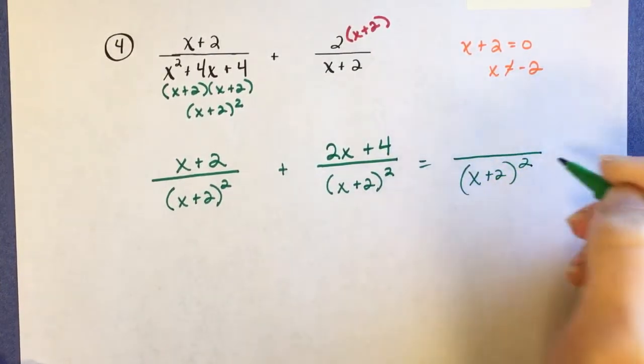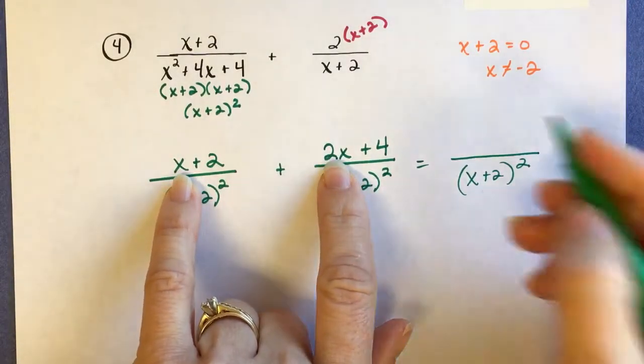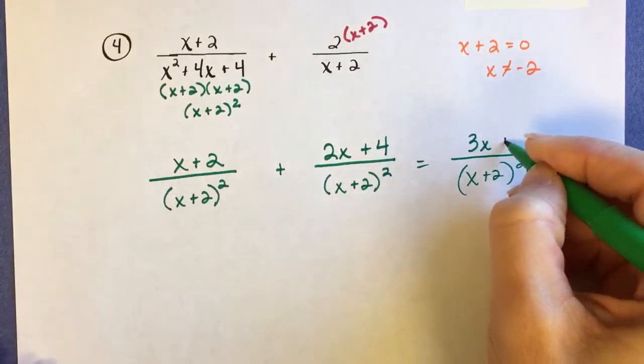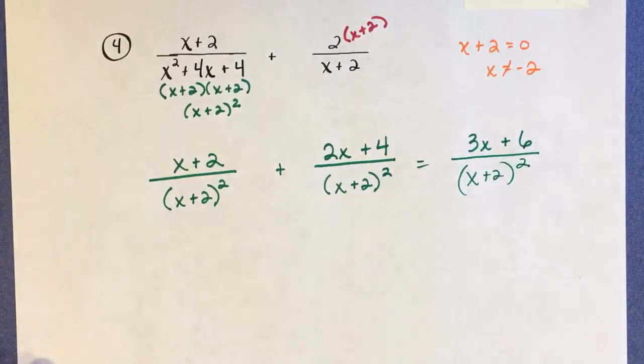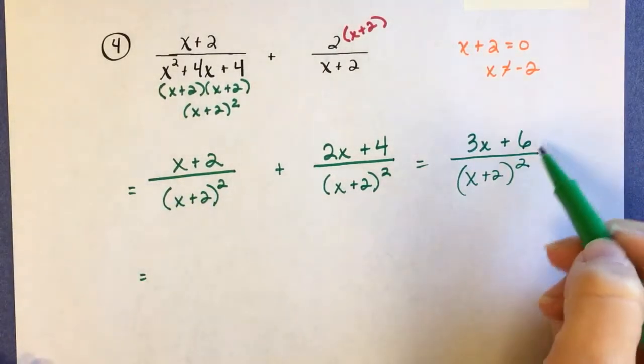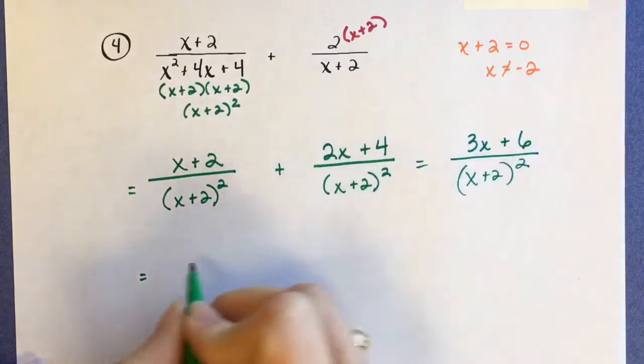Now when I go to add, I've got some like terms, because I can combine 1x plus 2x, which is 3x, and 2 plus 4 is 6. Now let's look to see if we can do some simplifying. The simplifying that I can do here is I can take a 3 out. I've got a GCF.